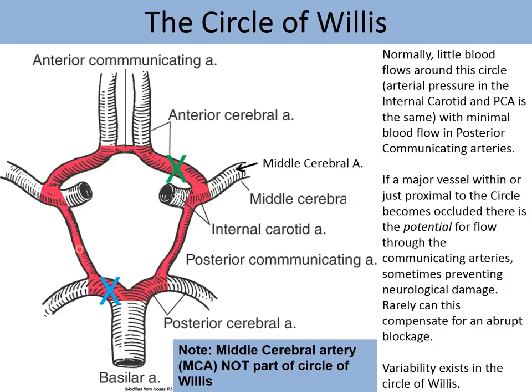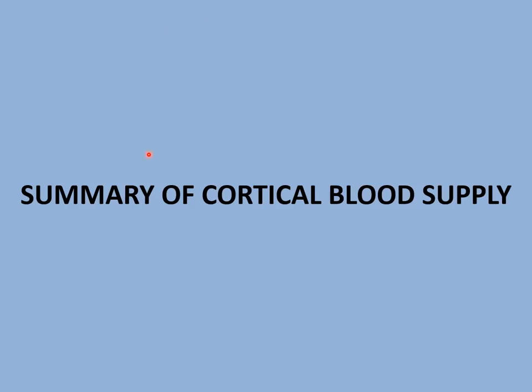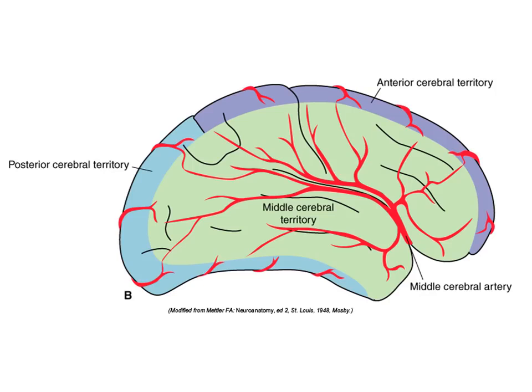And the same occurs for each of these different regions, that if there's a blockage at one location, the other side may feed that through the circle of Willis, depending on how patent the circle of Willis vessels are, which varies from patient to patient. This is a quick summary of that cerebral circulation.